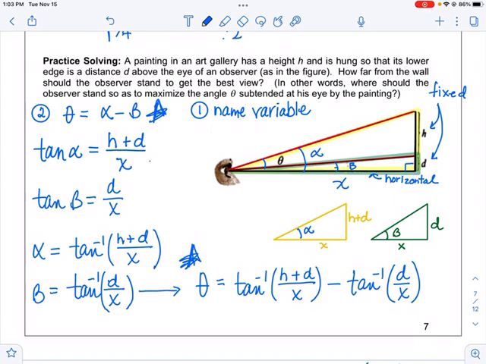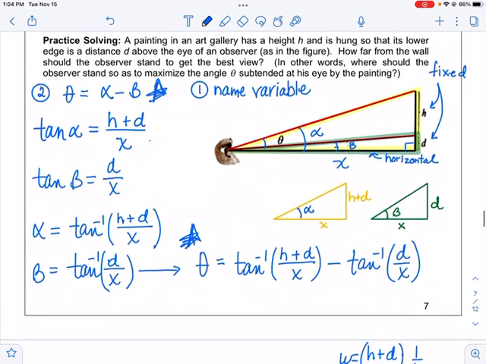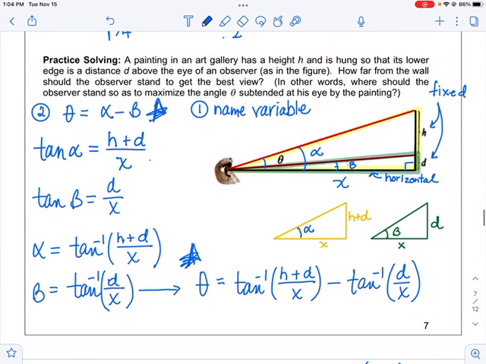Now keep in mind, h and d are both constants. They are fixed numbers as I have in the diagram. And that base x is the horizontal. So it's assumed to be, you have to apply what's called the principle of charity, that it's going to be on the horizontal.